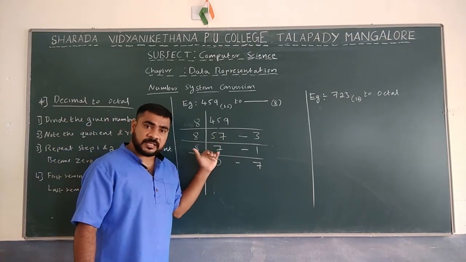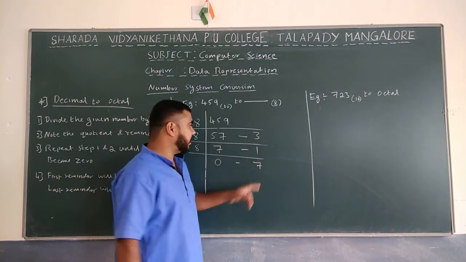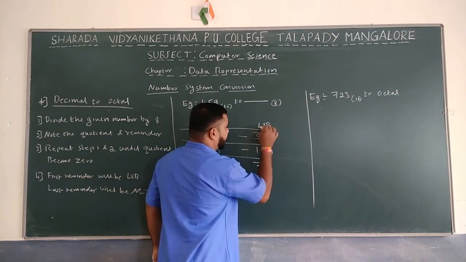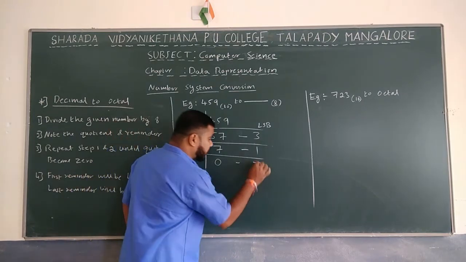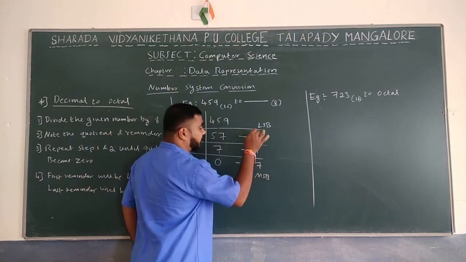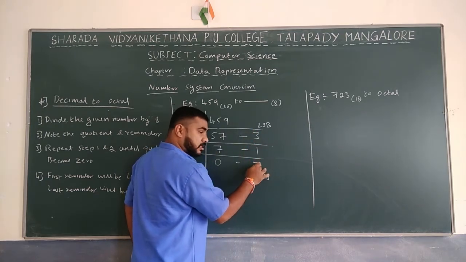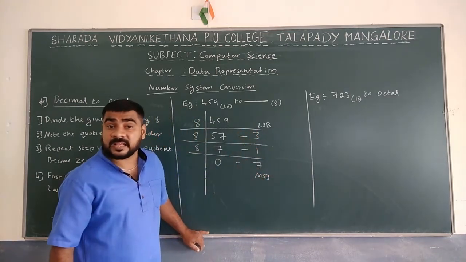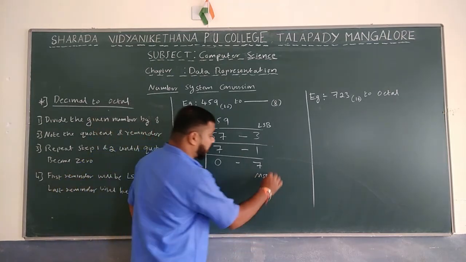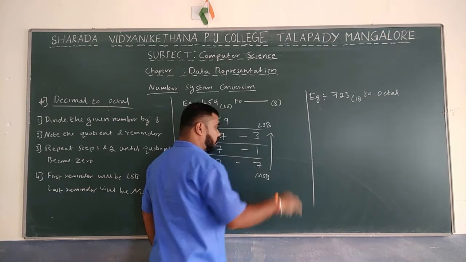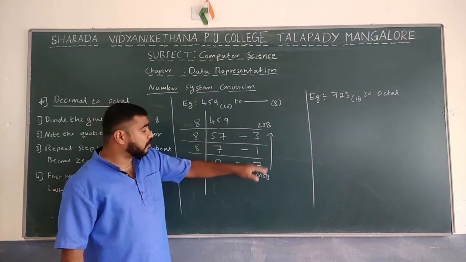After that, the first remainder is the LSB and the last remainder is the MSB. Remember that the first remainder is this one, and the last remainder is this one. First we got this, next this one, last this one. So we have to write the number from down towards up.